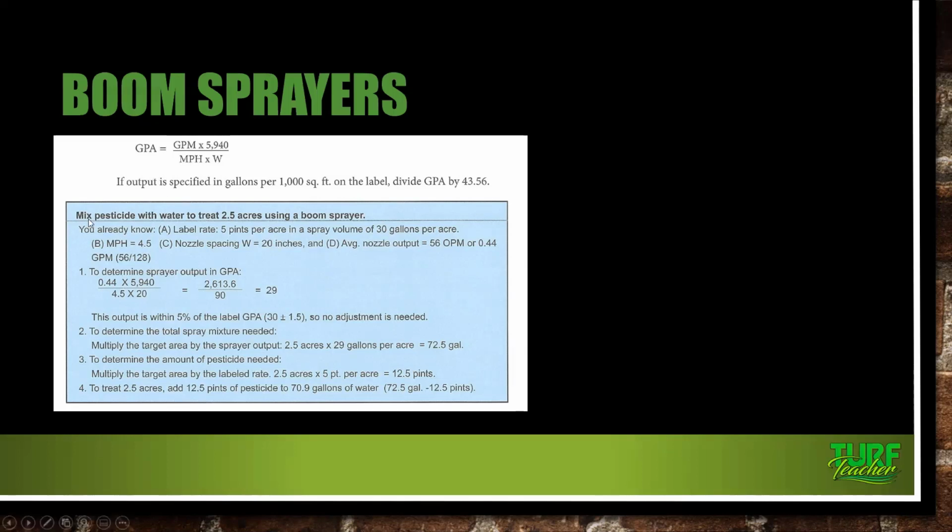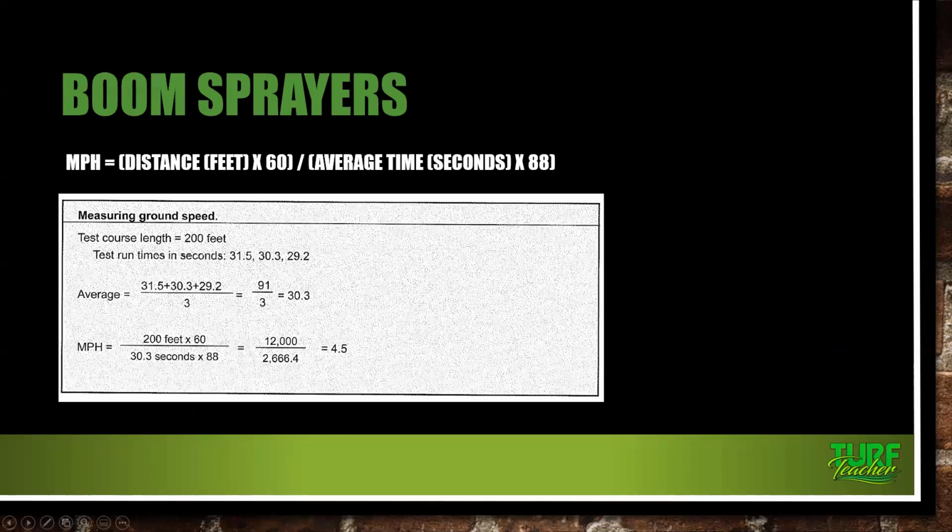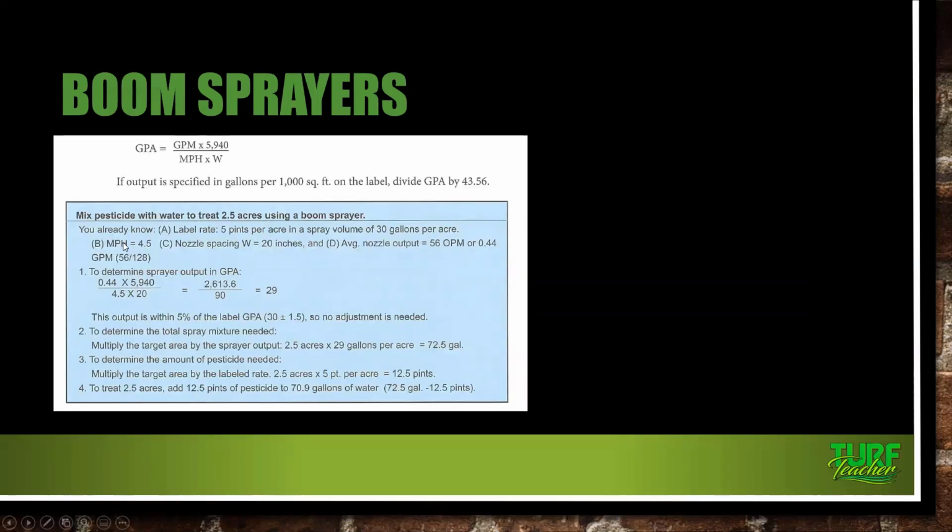So we're going to mix pesticide with water to treat 2.5 acres using a boom sprayer. We already know the label rate. We've read our label. We're going to put out 5 pints per acre in a spray volume of 30 gallons per acre. We just did our miles per hour formulation in the previous problem right here, and so we know that's 4.5. We know our nozzle spacing is 20 inches. Our average nozzle output was 56 ounces per minute, or 0.44 gallons per minute.